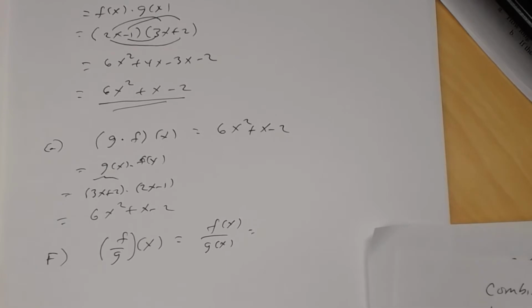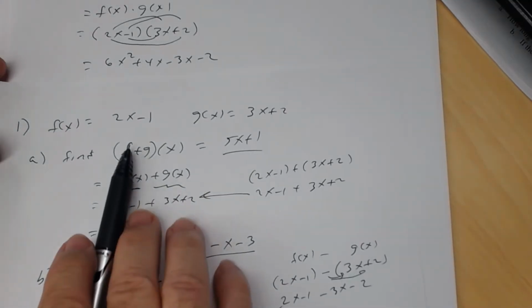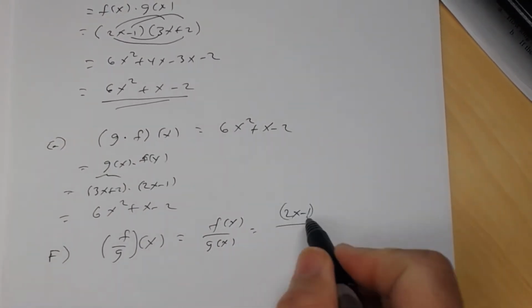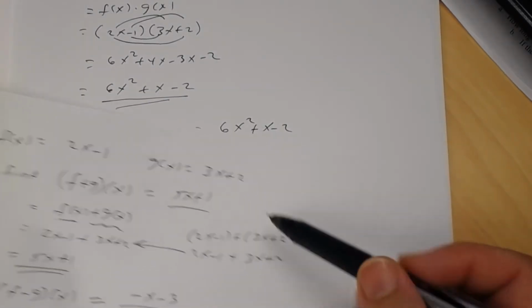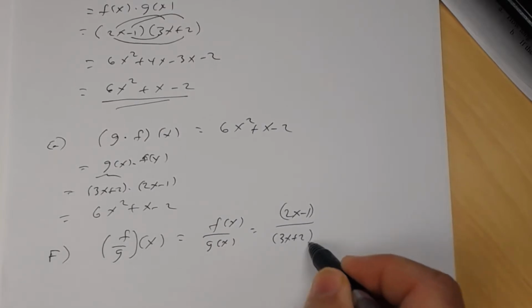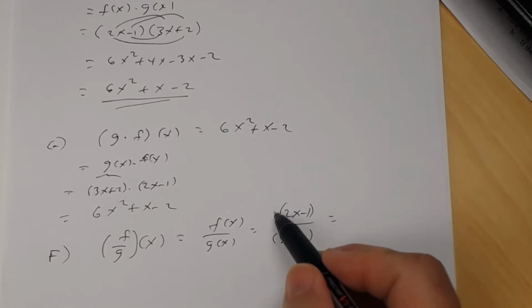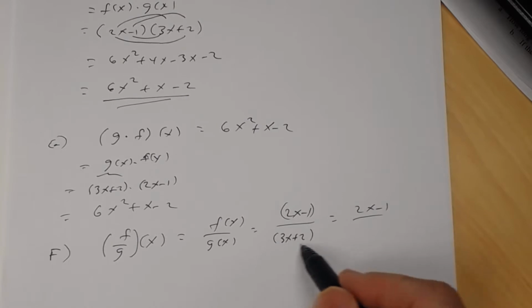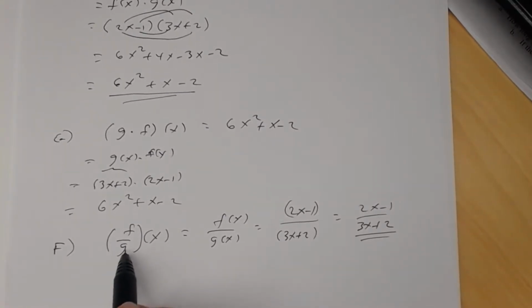Well, f of x, remember, is 2x minus 1. And some of you are going to say, I'm going to put that in parentheses. Okay, go ahead and put it in parentheses. And then g of x is 3x plus 2. But then you have to get rid of the parentheses, all right? You can't just leave them there. So that's a 1 and that's a 1. So 1 times all of this is still 2x minus 1. And 1 times all of this is still 3x plus 2. And there's your answer.